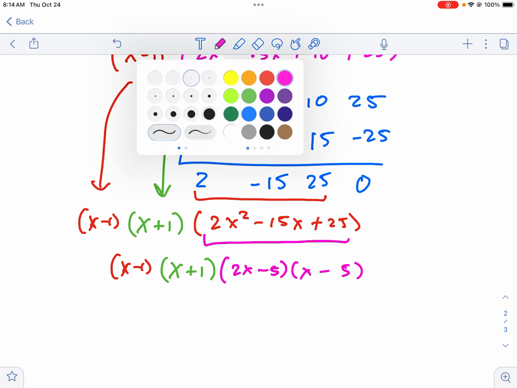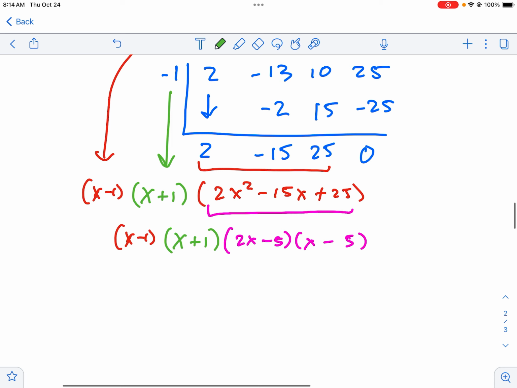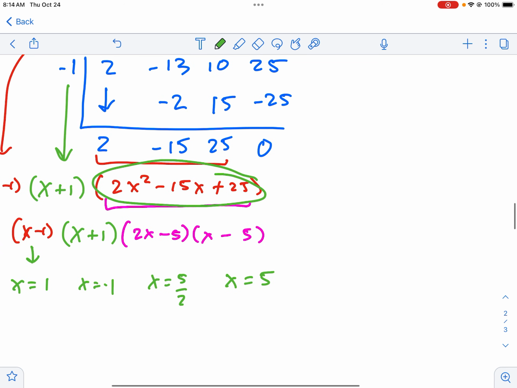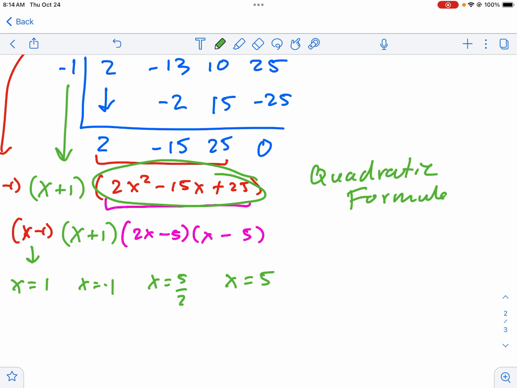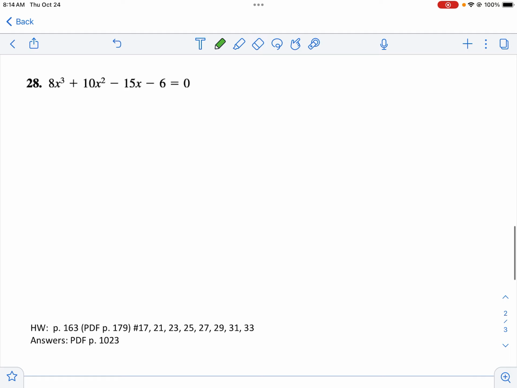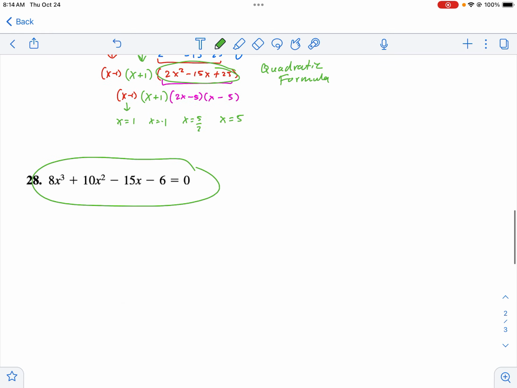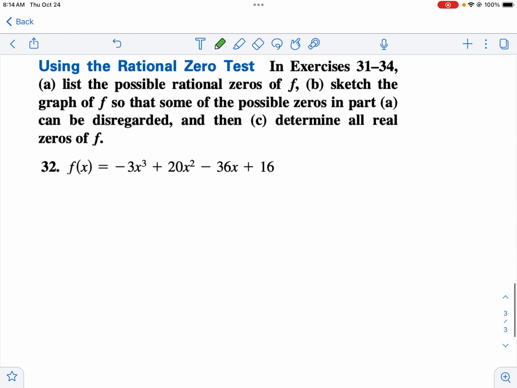So then my zeros are x equals 1, x equals negative 1, x equals 5 over 2, and x equals 5. If you can't ACB this, you have to use the quadratic formula. I believe on number 28, you won't be able to ACB it, so you're going to have to use the quadratic formula. Part of the homework is this.